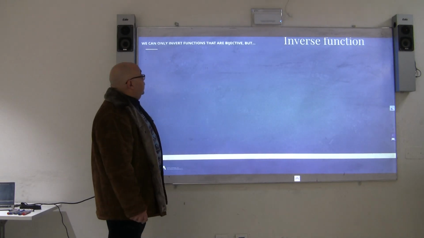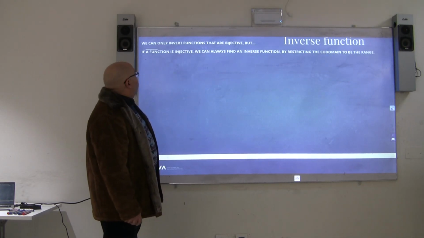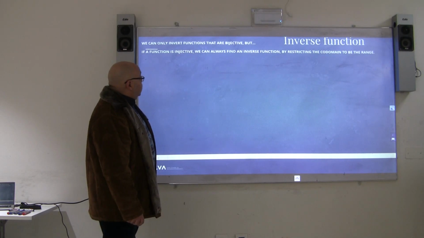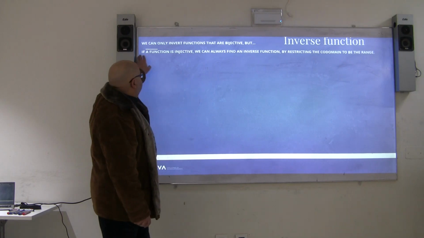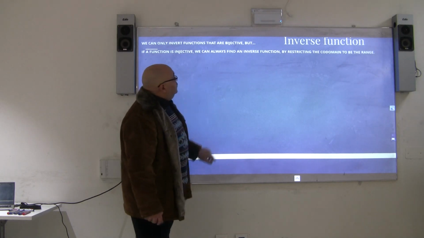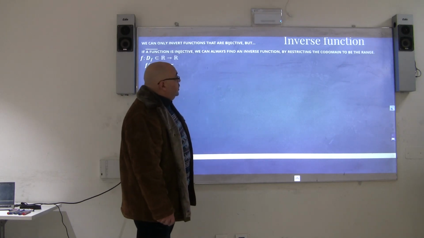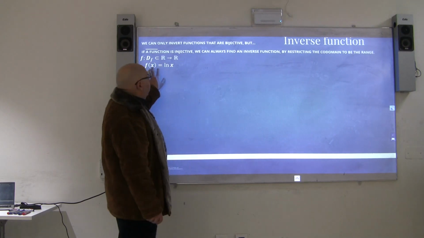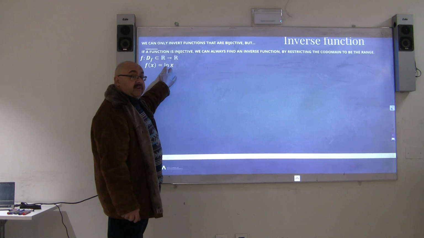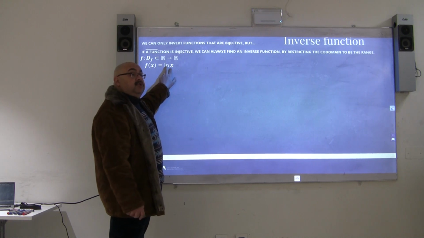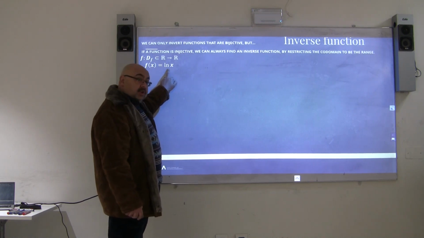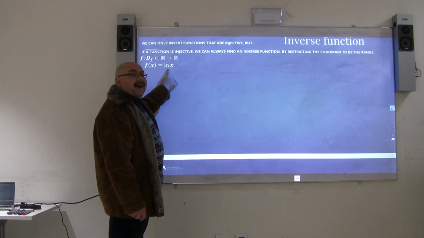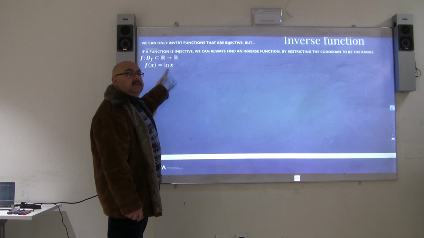Okay, in this new slide, here we go. We can only find inversions that are bijective, but if a function is injective, we can always find its inverse by restricting the codomain to be the range, as we saw. If I have, for example, f of x equal to ln of x, is this a bijective function? Yes, surjective and injective. Okay, how to get the inverse?